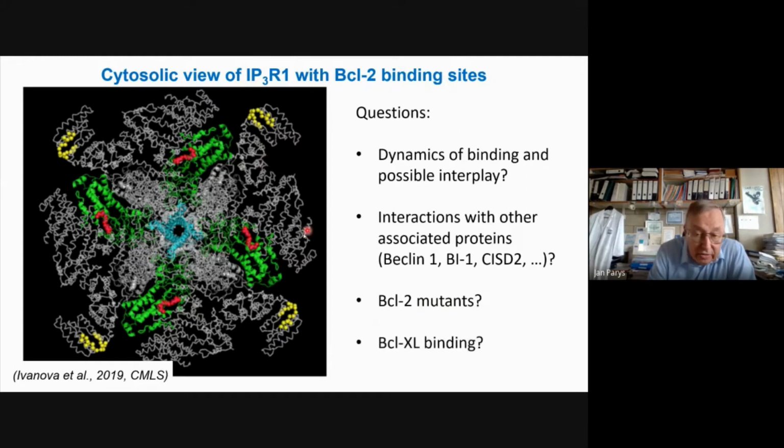And finally, another question is, what about BCL-XL binding? BCL-XL is the brother of BCL2, very similar to it, and that is obviously a question to know how BCL-XL compares to BCL2 in the interaction with the IP3 receptor. I will first start with the BCL-XL, and then we will move on with the other topics.